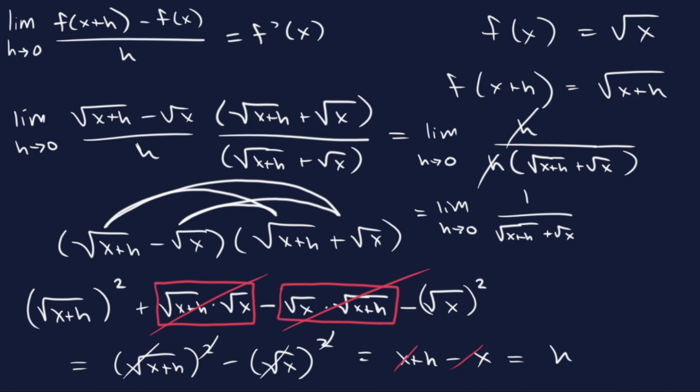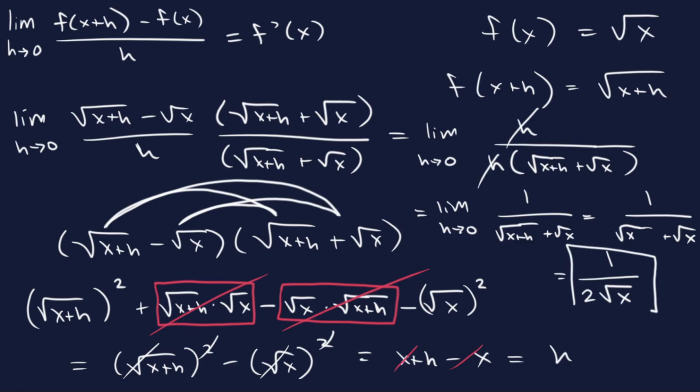Finally, now that we have simplified, we are going to try direct substitution by just making it 1 over the square root of x plus 0 plus the square root of x. Square root of x plus 0 is just the square root of x, which means we can simplify this as 1 over. This is the same thing twice, so you can just write it as 2 times the square root of x. And that would be your final answer. That is equal to f prime of x. And there you go.